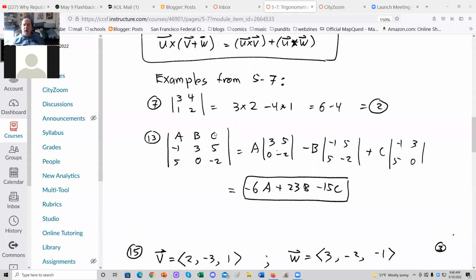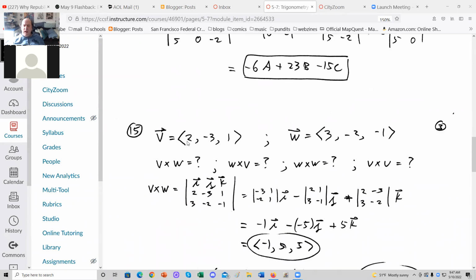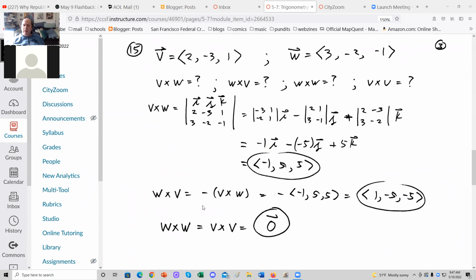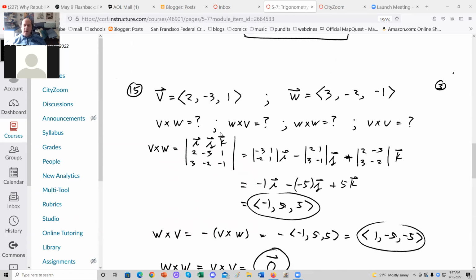And if A, B, and C were vectors I, J, and K, then this would be this vector cross this vector. Now, here we have some vectors: U is 2, -3, 1, V is 3, -2, -1. What's U cross V? What's V cross W, what's W cross V, what's W cross W, and what's V cross V? Okay, the last two are easy. W cross W and V cross V are both the zero vector, as is the case for any vector crossed with itself. V cross W and W cross V are opposites of each other, so all we really need to do is find V cross W.